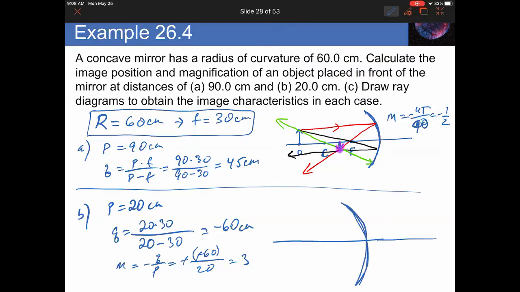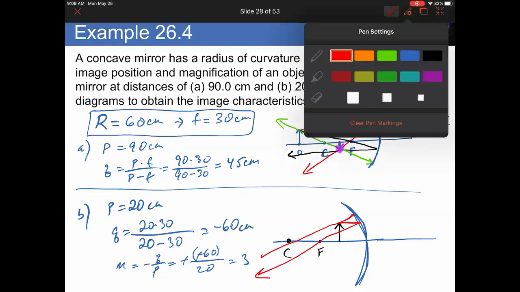This is my mirror, and let's say this is my object. Remember, this is C, this is F, and now my object is right here. That means what I have here is this. Ray 1 goes parallel, then it has to go through the focal point like this. Then the other ray is going to hit the mirror and then reflect.